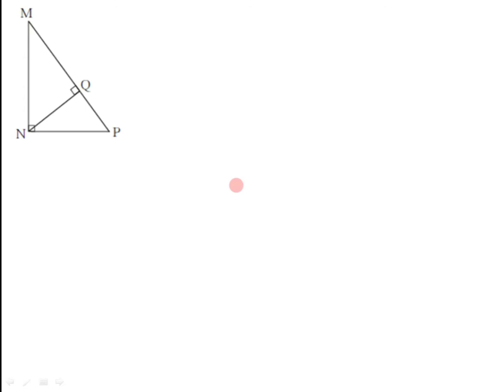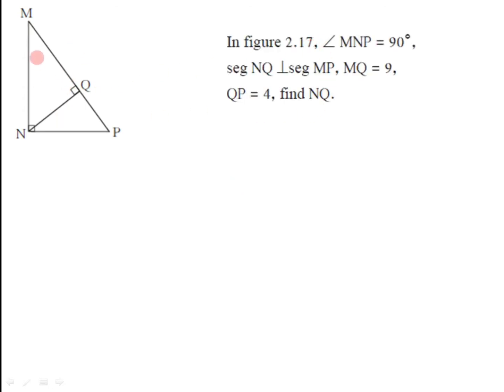Let us have the next question. The diagram is given over here. The question is, in this given diagram, angle MNP is 90 degrees. Segment NQ is perpendicular to segment MP, where the length of segment MQ is given to be 9, length of segment QP is given to be 4, and from this we have to find the length of NQ.